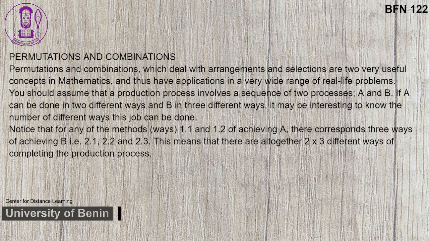Notice that for any of the methods, ways 1.1 and 1.2 of achieving A, there correspond three ways of achieving B, i.e. 2.1, 2.2, and 2.3. This means that there are altogether 2 by 3 different ways of completing the production process.